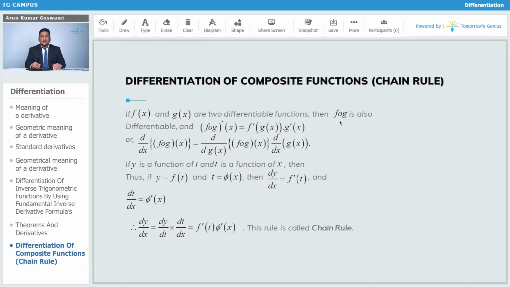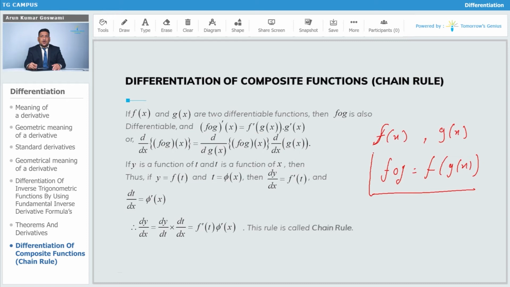See, if I have a function f of x and one more function g of x, probably you have heard these things, fog, in the chapter relations and functions. So if we have functions f of x and g of x, combinedly the composite function will be nothing but fog. It is nothing but f of g of x. So for this function, how to do the differentiation? That is basically using the chain rule. What is the meaning of chain rule, and how to apply it?